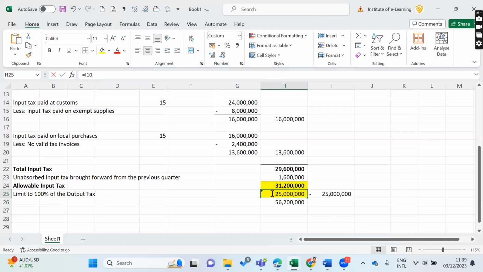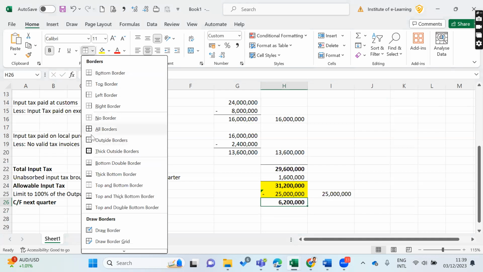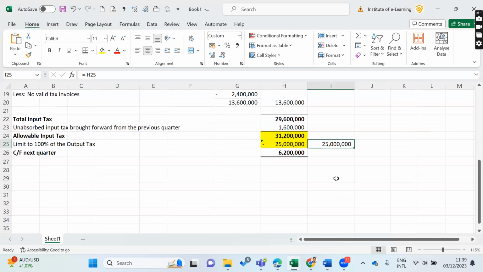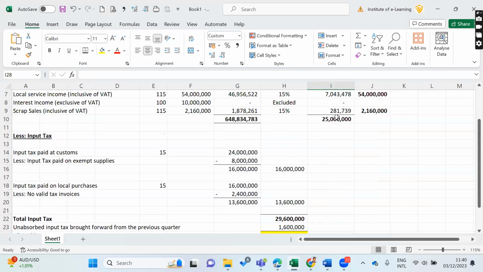Here we will consider it as minus. Any balance you can carry forward to the next quarter. You can bring this balance into the next quarter. Hope this is clear? Very clear? Then only this one you are claiming, and there won't be any payment.